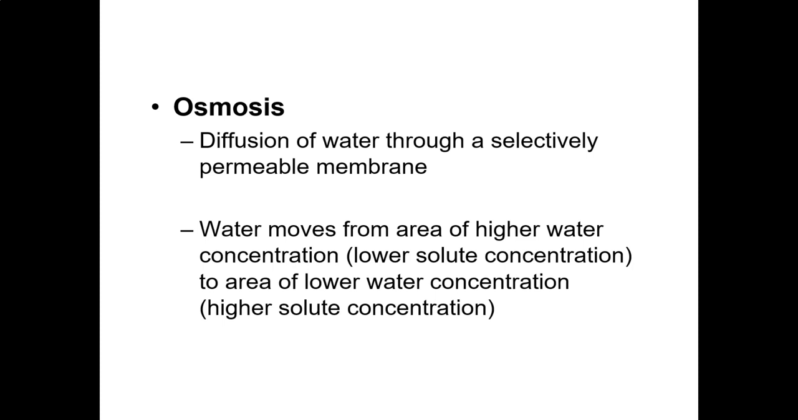Osmosis. You've probably heard of this word. This is diffusion of water through a selectively permeable membrane. So this is talking about the cell. Here's that term, selectively permeable membrane. That's the plasma membrane. And we are talking about basically water moving from an area of higher concentration to lower concentration through this membrane, through the plasma membrane.